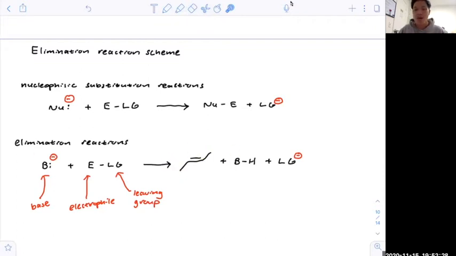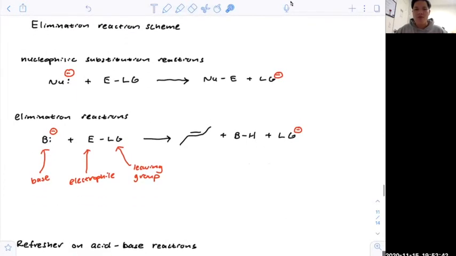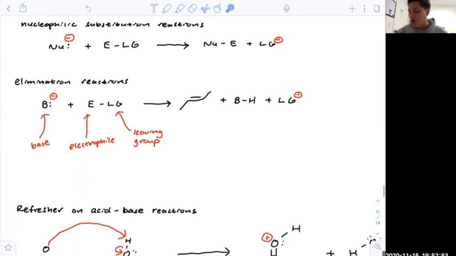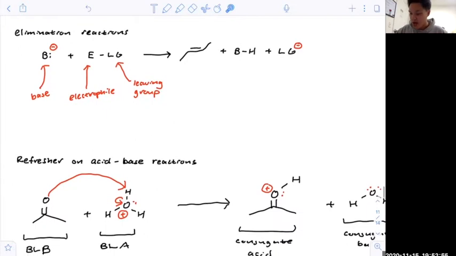The easy way I remember this is elimination and alkene, they both have E's, right? That's the way I like to remember it. But yeah, in this case, we have a base, but in this case, we have a nucleophile. And does that really matter? So let's take a look at what bases and nucleophiles are, okay? So first, we're going to go into a refresher on acid-base reactions.